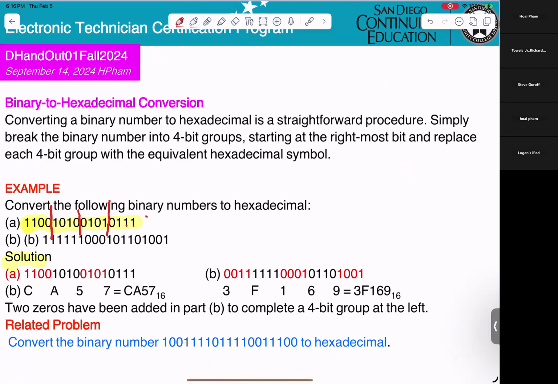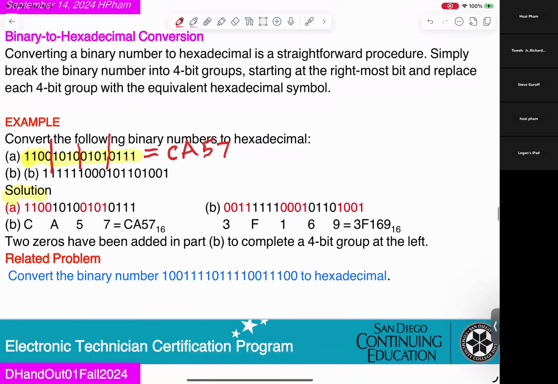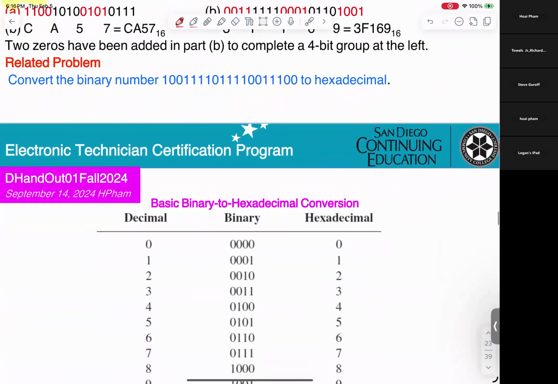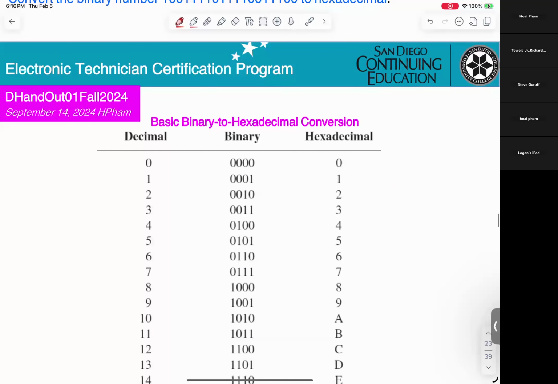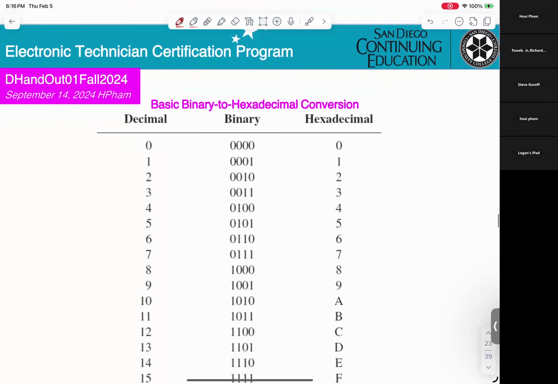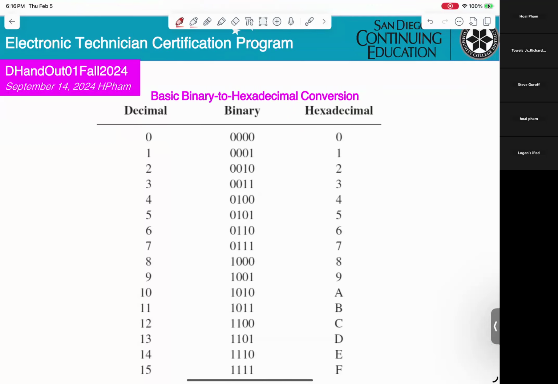1100, I know that will be C. 1010, A. 0101, 5. 0111, 7. How do I know? That's it. Here, this is the table. The table is telling you what the equivalents are.